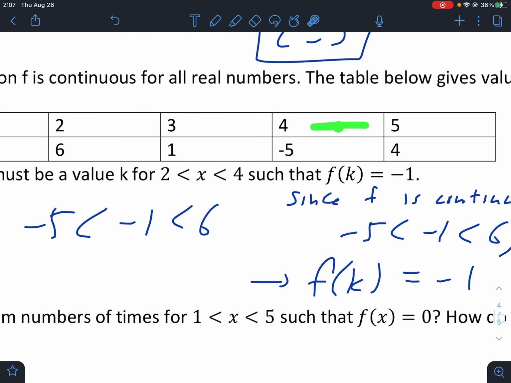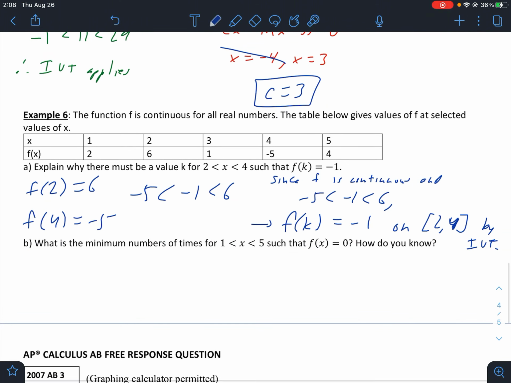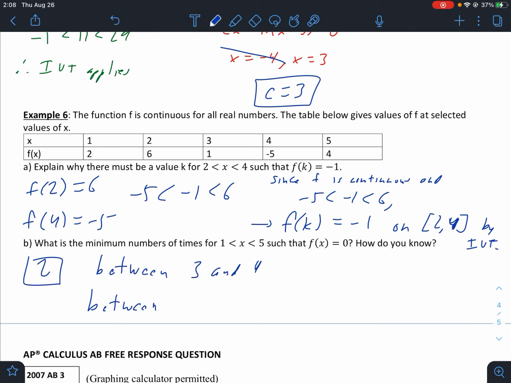So that's 1. And then going from 4 to 5, does the function have to cross 0? And again, the answer is yes, because 0 is between those numbers. So the answer here is twice. One time between 3 and 4, and one time between 4 and 5.